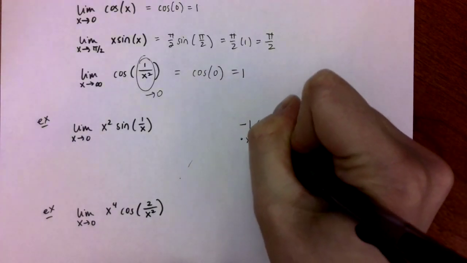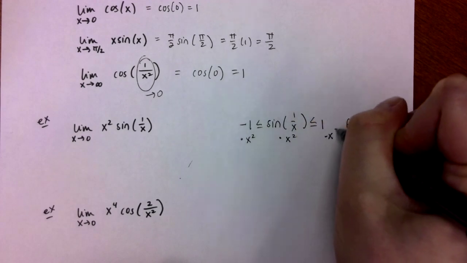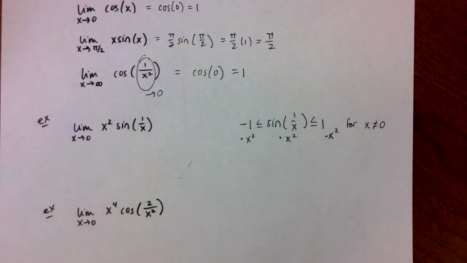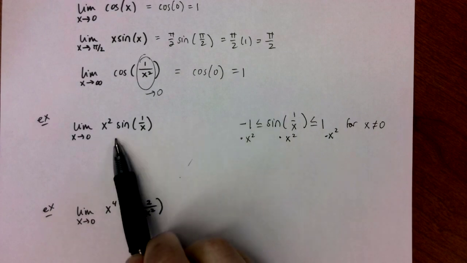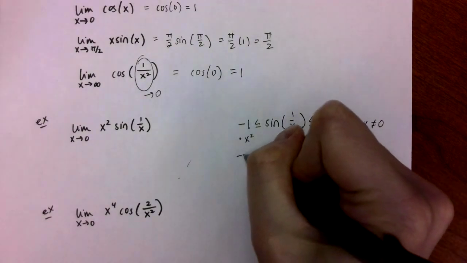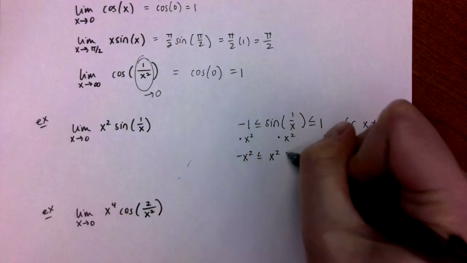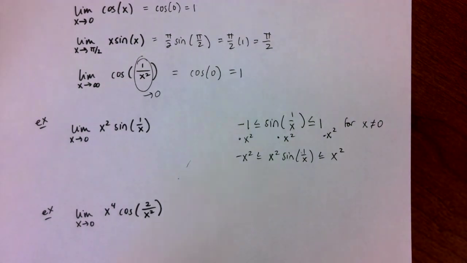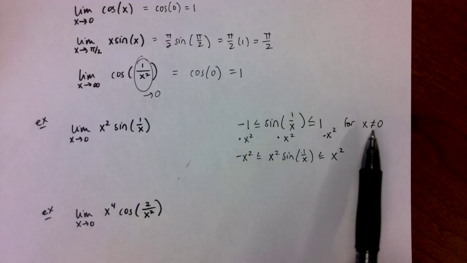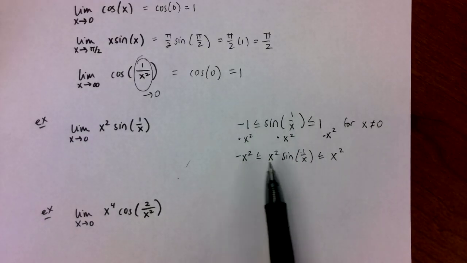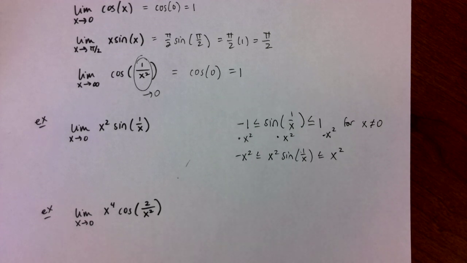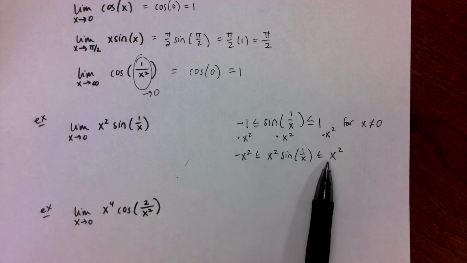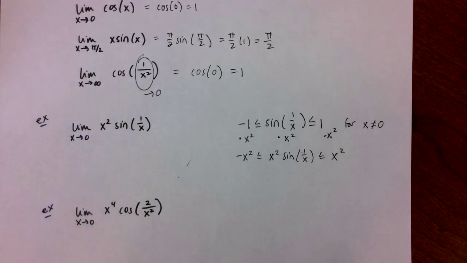So I'm going to multiply all three parts of this inequality sandwich by x squared so that the center is exactly my function. -1 times x squared is -x squared. In the middle, I have the x squared sine of 1 over x that I wanted. And on the right, I have x squared. So we know for every single x value except for 0, where this disappears, this function is less than this is less than that. And what's convenient now about this is that -x squared and +x squared have the same limit as x approaches 0.